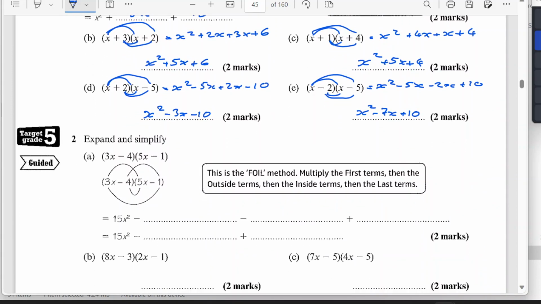Okay, so expand and simplify. They've used a slightly different method, they're calling this the FOIL method. I still prefer this. If anything, I call this the beak method because it looks a bit like a beak. But you kind of end up with the same thing anyway.